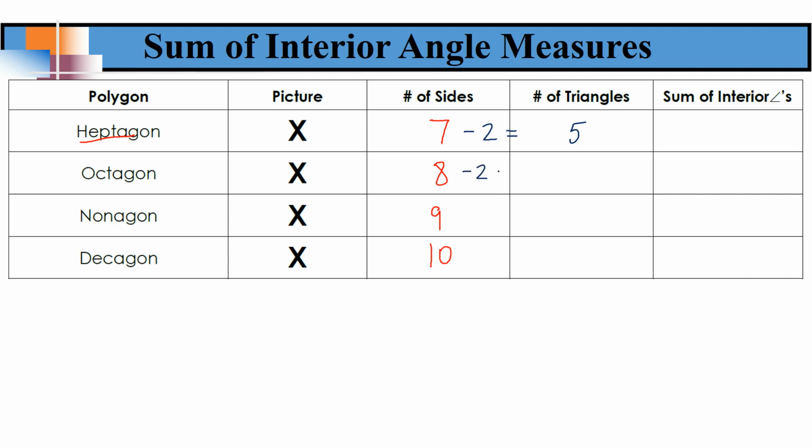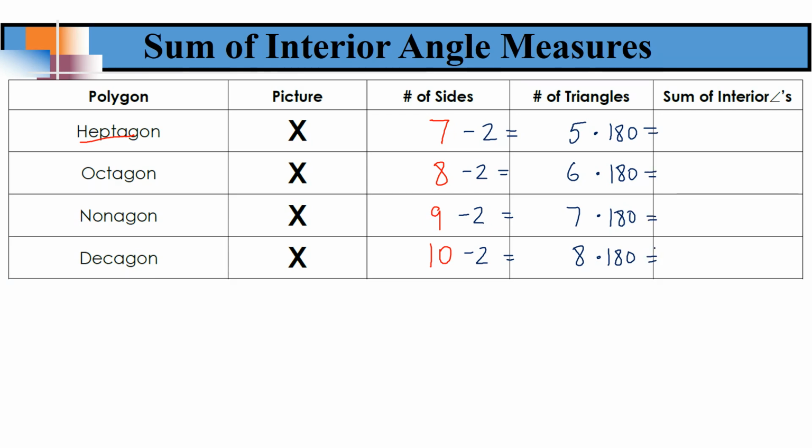Same thing here, subtract 2, there are going to be 6 triangles here. Subtract 2, there will be 7 triangles here. Subtract 2, there will be 8 triangles here. And then to find the sum of the interior angles, just take each of those numbers of triangles and multiply by 180 degrees, since the sum of the interior angles in a triangle is 180. And here's what we get.